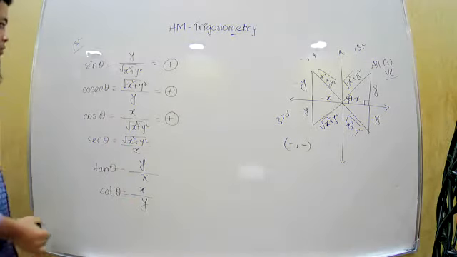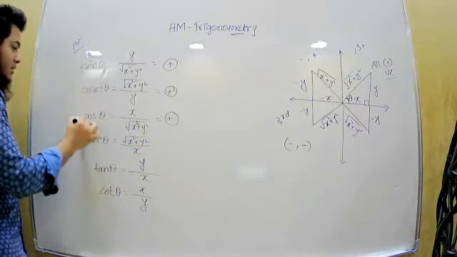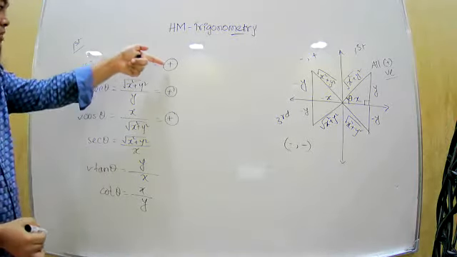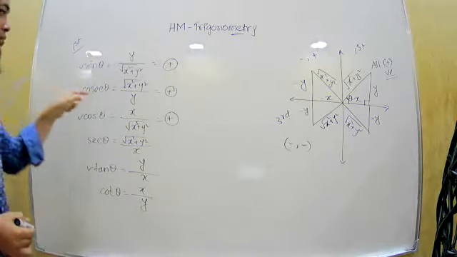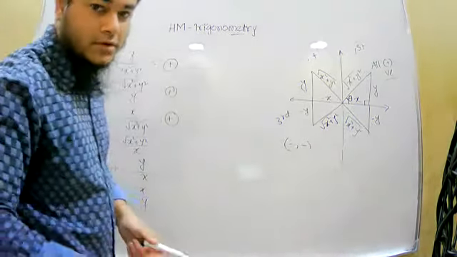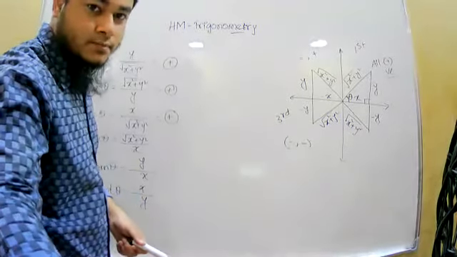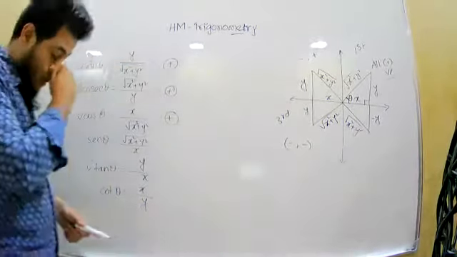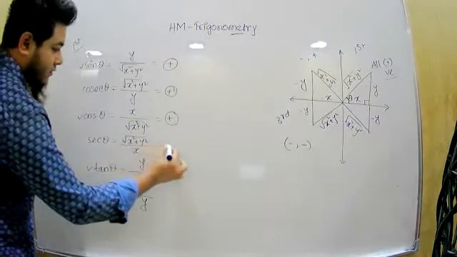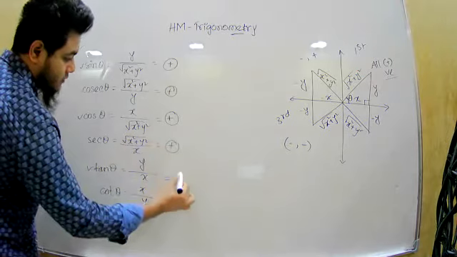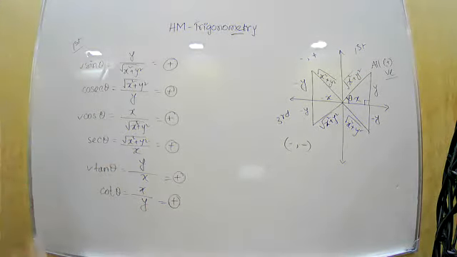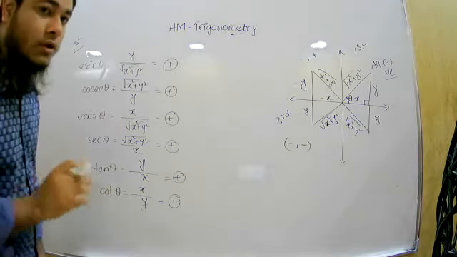So we will mainly try to focus on sine, cos, and tan, because if I know the sine is positive or negative, then automatically cosec will be the same because they are just reciprocal of each other, right? So you can see that in the first quadrant, all of them are positive. So we say that the first quadrant is all positive. In the second quadrant, who all will be positive?